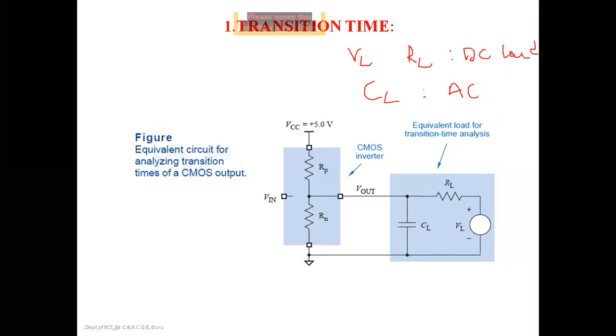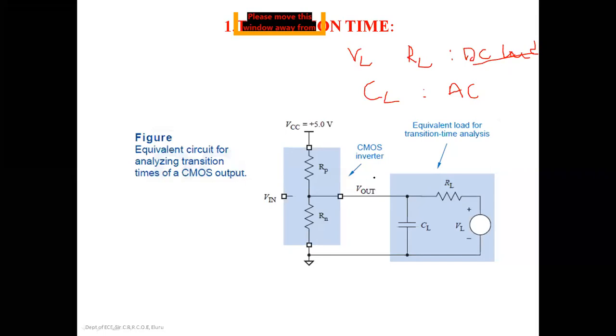Now the VL and RL, as I said, are the DC load, and we can use this DC load for determining the voltages and currents of the CMOS output circuit when the output is at a fixed state. If the CMOS output is at a high state, then at that fixed state, the currents and voltages will be determined using this DC load.